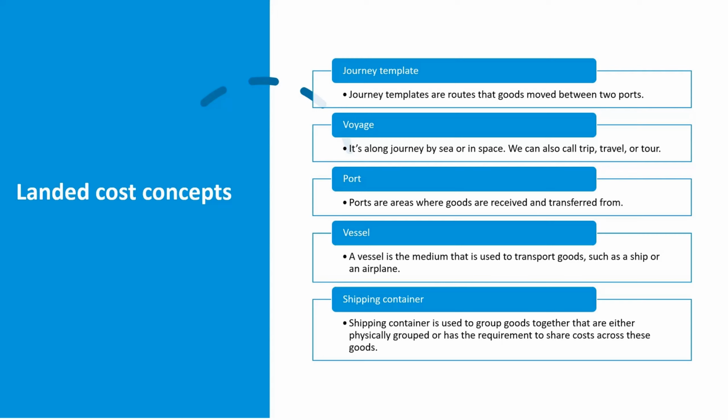The vessel. The vessel is the medium that is used to transport the goods. In this scenario, the vessel will be a ship. The shipping container. A shipping container is used to group goods together. This might be physically grouped, or it might be grouped with the objective to allocate the cost on the items or the lines in this shipping container.